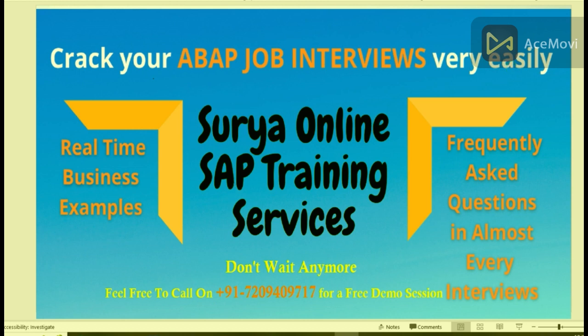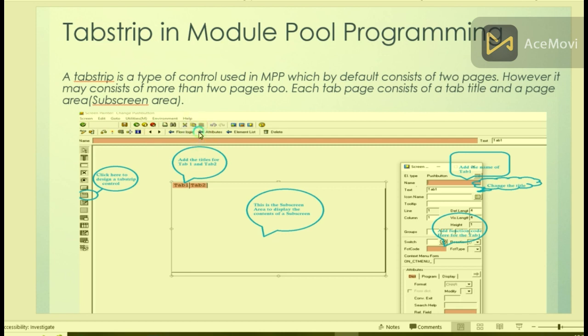Let us talk about Tabstrip. What is Tabstrip in module pool program? A Tabstrip is just a type of control which is used in module pool programming, and by default it consists of two pages. As you can see in the screenshot, the tab 1 and tab 2. By default, this will be created. However, it may consist of more than two pages as per the business requirement.